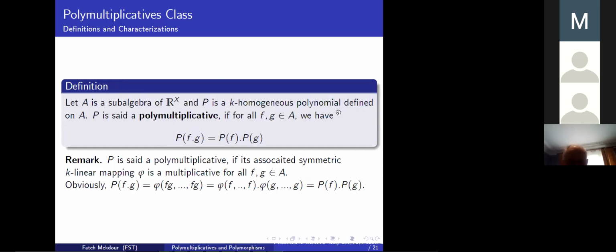And P is a k-homogeneous polynomial defined on A. We say that P is polymultiplicative if for all f and g in A, P preserves the multiplicativity. In the remark below, it is obvious that if phi is the associated symmetric linear mapping of P, and phi is multiplicative, then P is polymultiplicative.